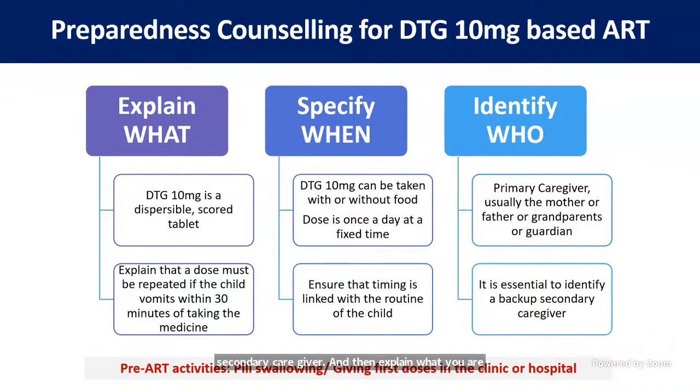So DTG 10 mg is a dispersible scored tablet. Scored means you can break it. Explain that a dose must be repeated if the child vomits within 30 minutes of taking the medicine. And when to give: usually it can be given with or without food. Dose is once a day at a fixed time. Ensure the timing is linked with the routine of the child. Don't disrupt the child's routine activity just for the sake of giving the drug. So pre-ART activities like pill swallowing, and giving the first dose in the clinic or the hospital, should be observed. That will help in training the parents.